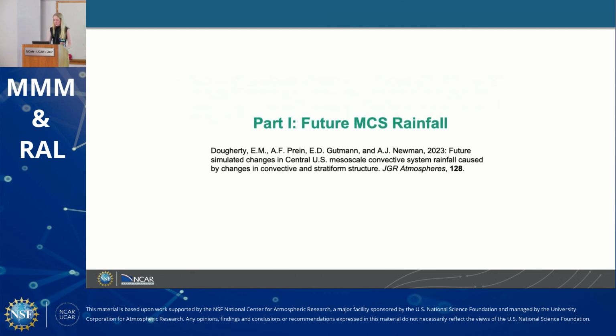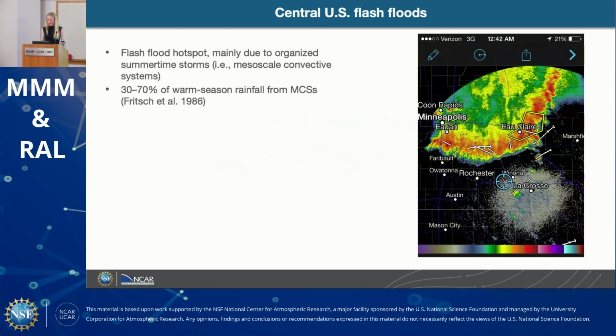So starting first with future MCS rainfall, this is work that I did during my ASP postdoc with the co-authors listed here. This is in JGR Atmospheres, so if you have more questions or want to go into more detail, you can read the paper there. So I focused on the central United States because it is a really flash flood prone region. It's mainly due to organized summertime storms known as mesoscale convective systems, which you can see here. This is a radar image.